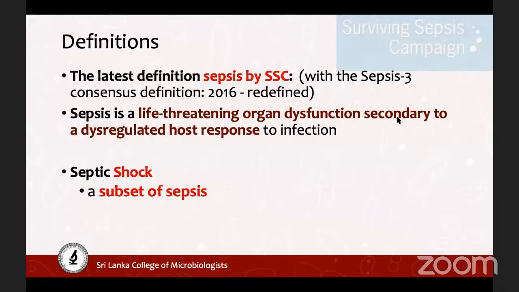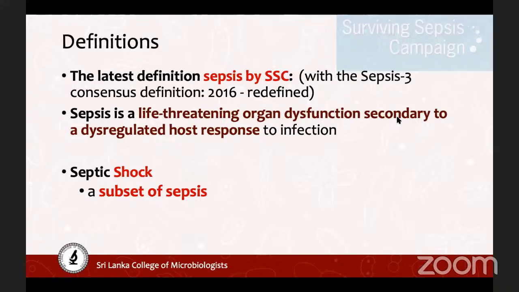Sepsis, hope you all can remember, you have learned microbiology during your third year, fourth year, and definitely over the final year, the sepsis definition. Sepsis was defined in 2002 to begin with, and later on the final definition was given by the Surviving Sepsis Campaign in 2016. It is defined as life-threatening organ dysfunction secondary to a dysregulated host response to infection. It's very heavy, right? Life-threatening organ dysfunction secondary to a dysregulated host response.